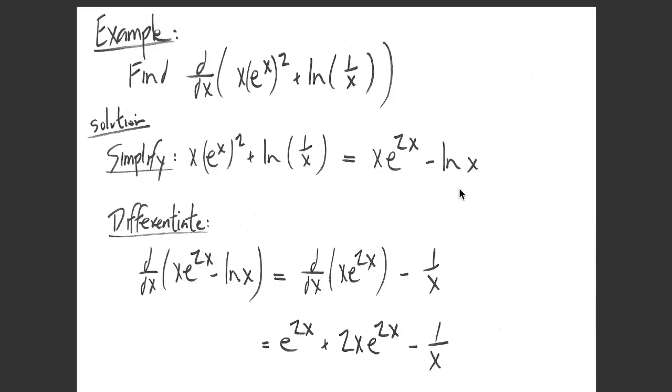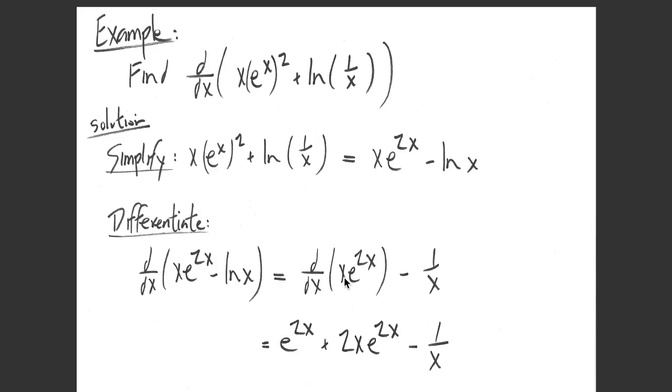Now that we've got the simplified expression, let's differentiate. Well, here we have a sum rule, right? Or actually a difference rule. It'd be the derivative of x e to the 2x minus the derivative of log x, which I can just go ahead and write down. And then the derivative of x e to the 2x, I need to use the product rule there. So it's the derivative of the first guy, which of course is just 1, times the second guy, which is e to the 2x. So 1 times e to the 2x, or just e to the 2x.